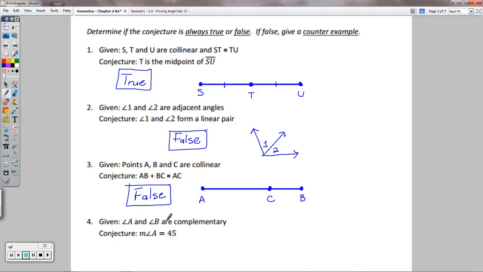Number 4, angles A and B are complementary. Does that mean the measure of angle A has to be 45?